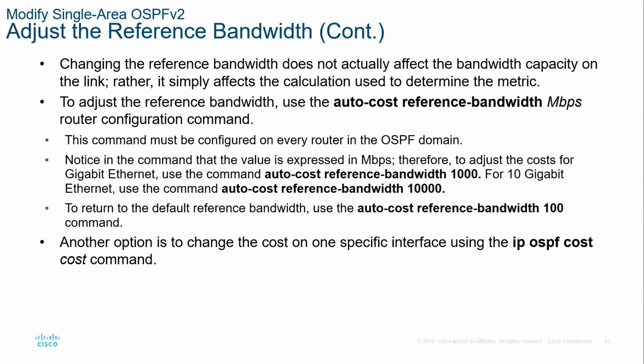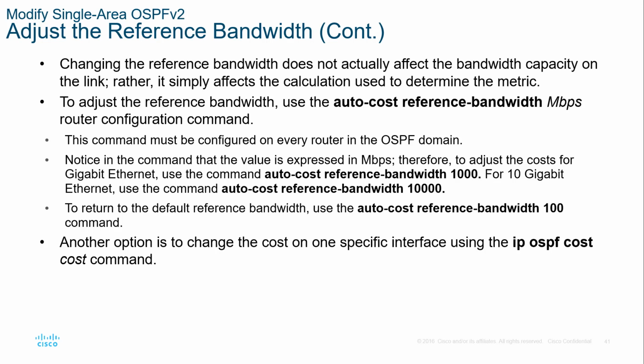To adjust the reference bandwidth, we can use the auto-cost reference-bandwidth command, in megabits per second, under the router configuration. We can set it for a 1 gig link with auto-cost reference-bandwidth 1000. If we wanted 10 gig, it would be 10,000. To return to the default, we would set it back to 100, which is just 100 megs. Another option to change the cost on one specific interface is the ip ospf cost command, so we can adjust that.